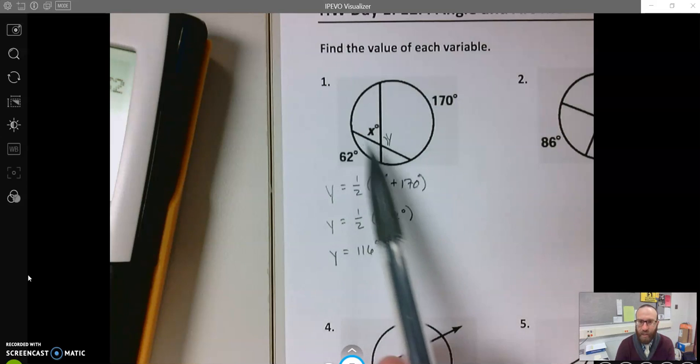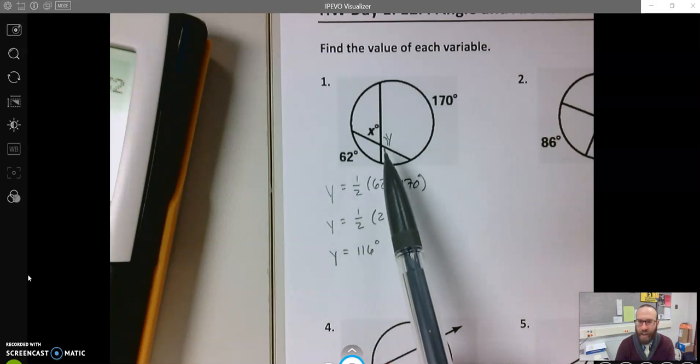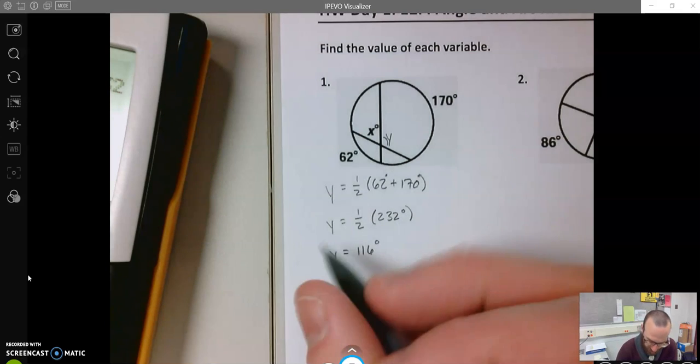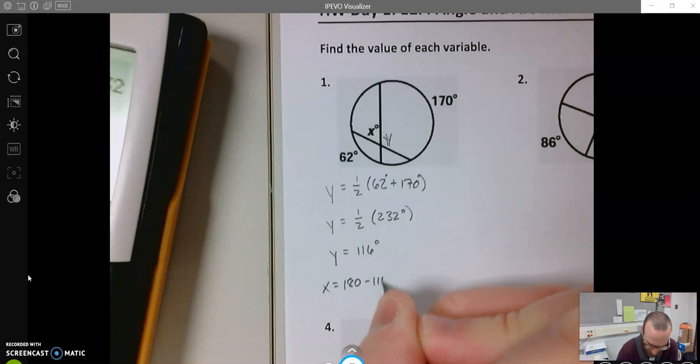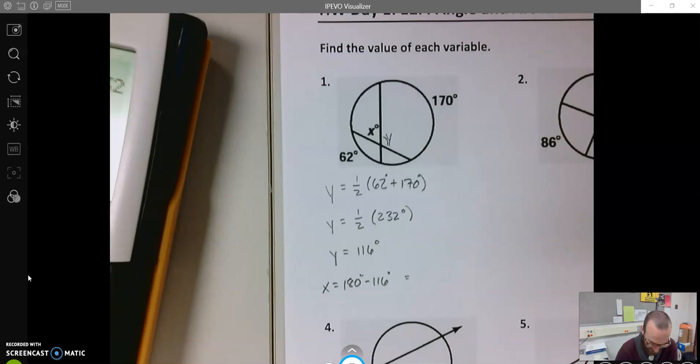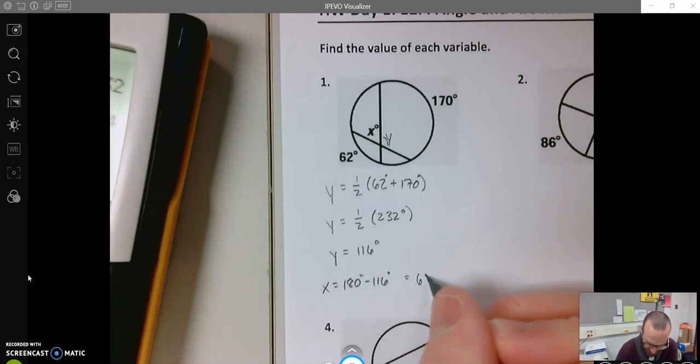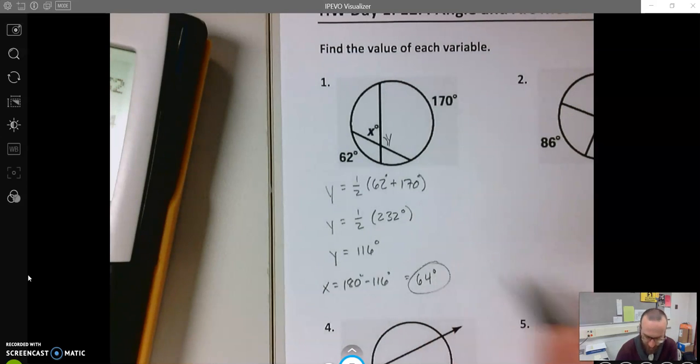But here I have this linear pair of angles that have to add up to 180 degrees. So x equals 180 minus 116, which is going to be 64 degrees.